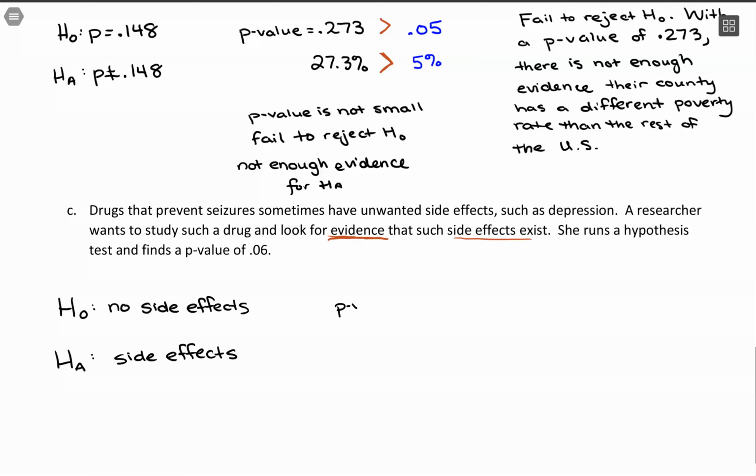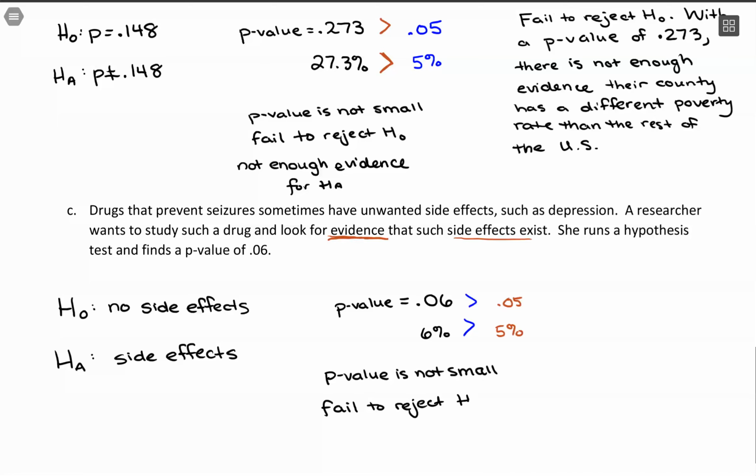So with this, they gave us a p-value of 0.06, which would be the equivalent of a p-value of 6%. So we're going to compare that to our 0.05 or our 5%. Which means our p-value is bigger. We have a large p-value here. So the p-value is not small. So we failed to reject the null hypothesis, which means there's not enough evidence for the alternative.